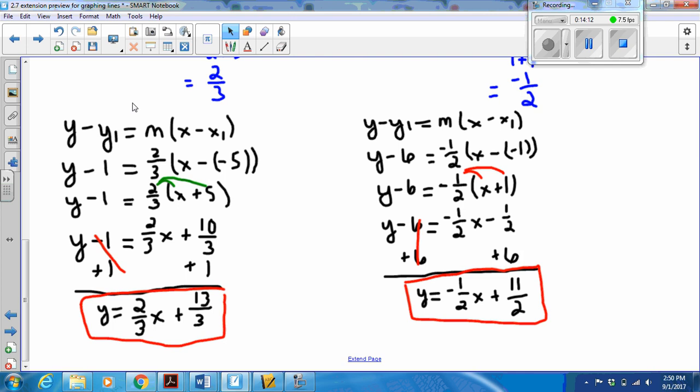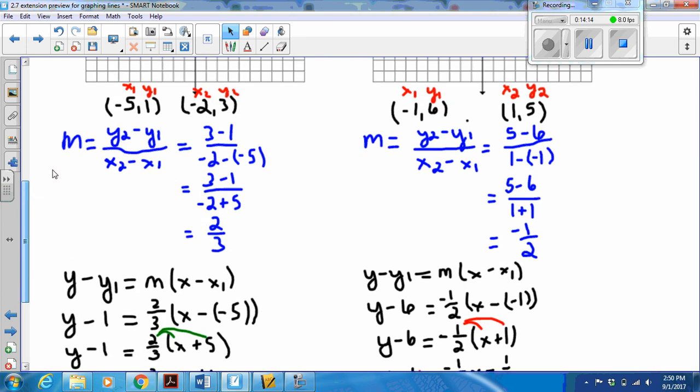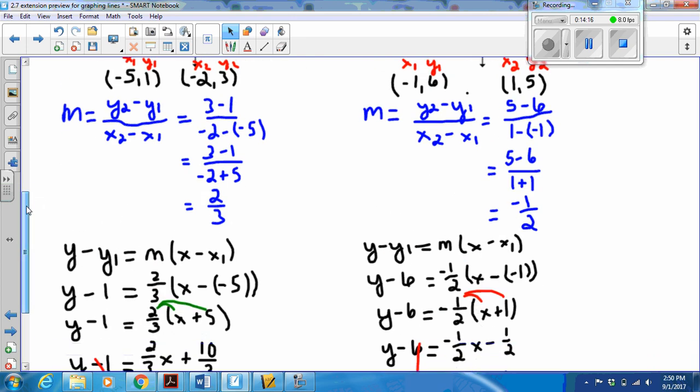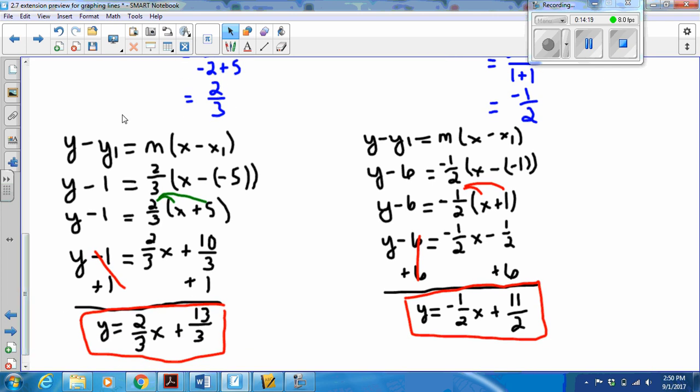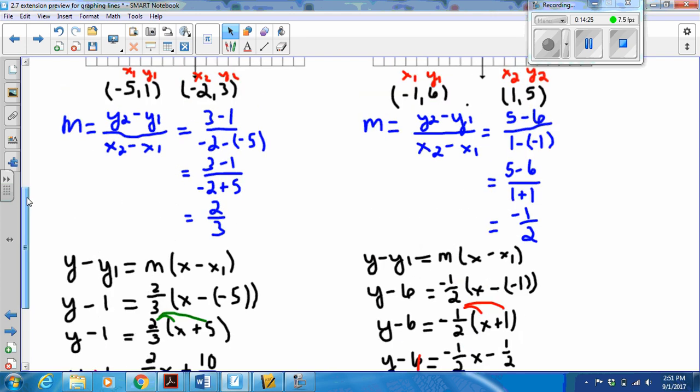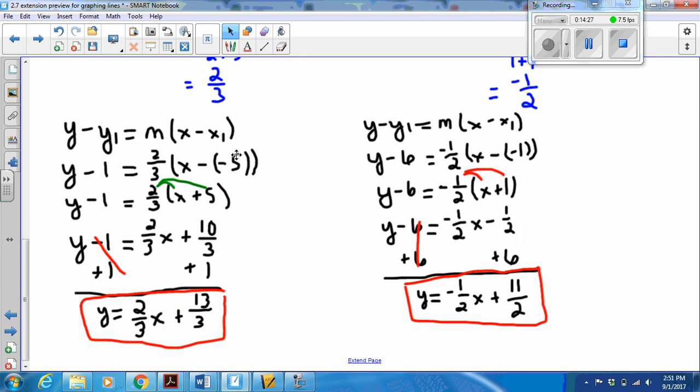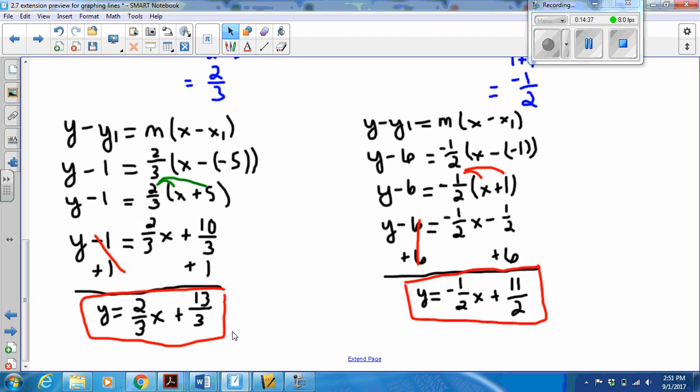So what I did was I used the point (-5, 1) to plug into my point slope form. So my m was 2/3, and then I plugged in 1, which was my y value, and -5, which was my x value. So here you can see that I did the math, so if you need to pause the video to look at my math, go ahead and do so. And at the end, you can see that my answer for my equation is y equals 2/3 x plus 13/3.